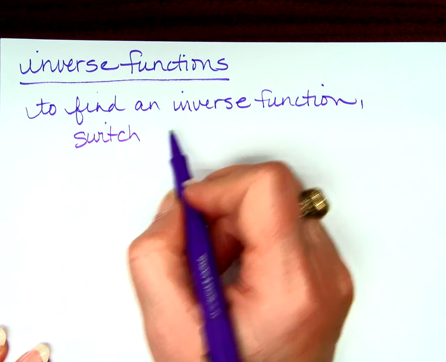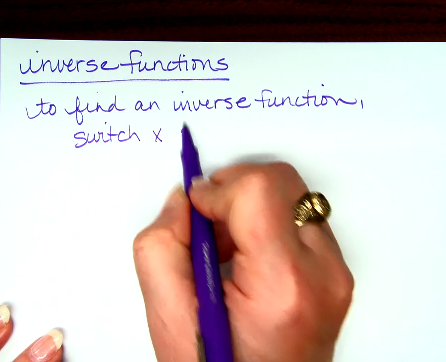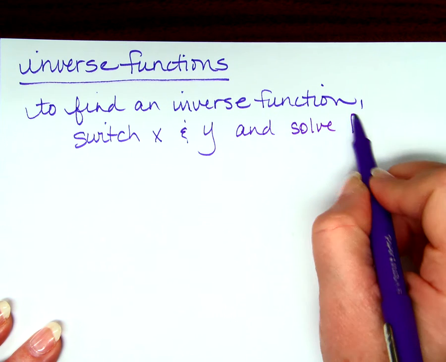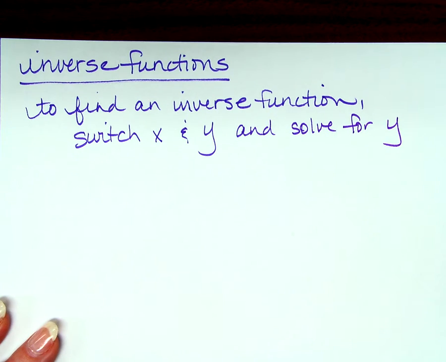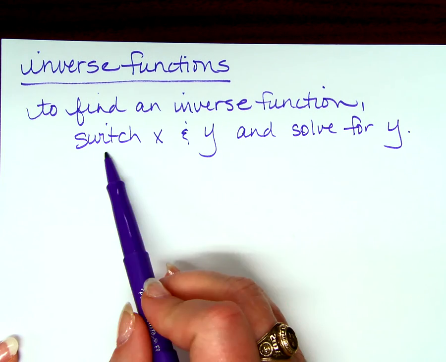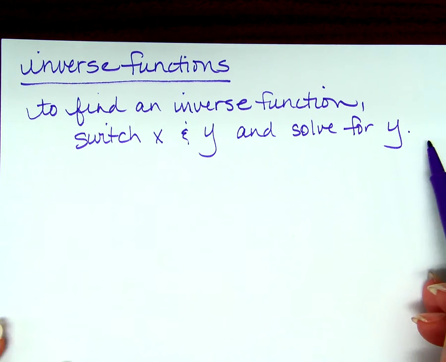switch x and y and solve for y. Sometimes you're not going to have to solve for y, but most of the time you're going to have to solve for y. So how do you find an inverse function? You switch x and y and then solve for y.